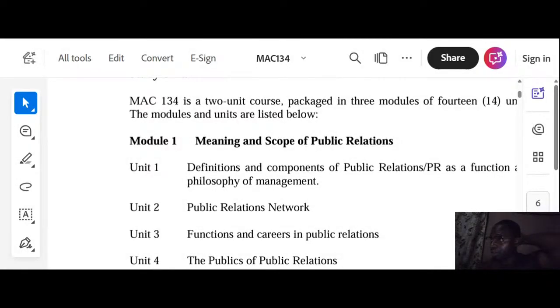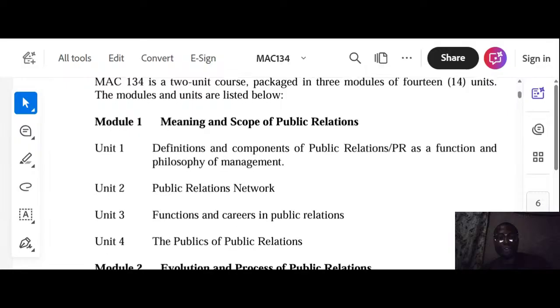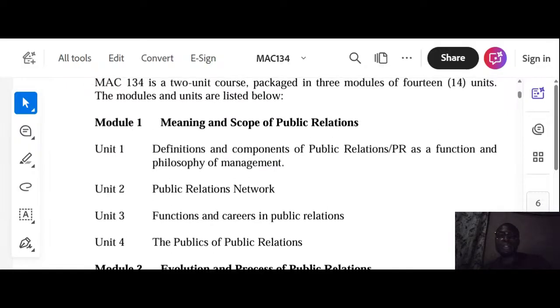Okay, principles and practice of public relations. You might have ideas of what public relations is all about, but you don't know how to go about it. Who are public relations? What do they do? How do they do it? What are the rules that guide their operations? What are the institutions that regulate their operations? That is all you will learn in this course.